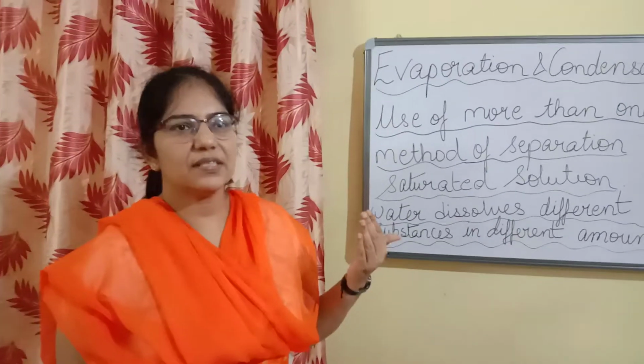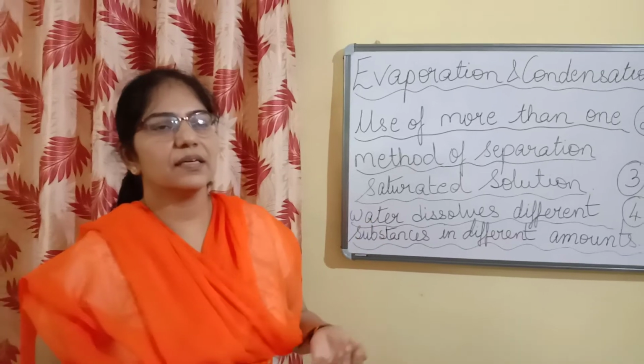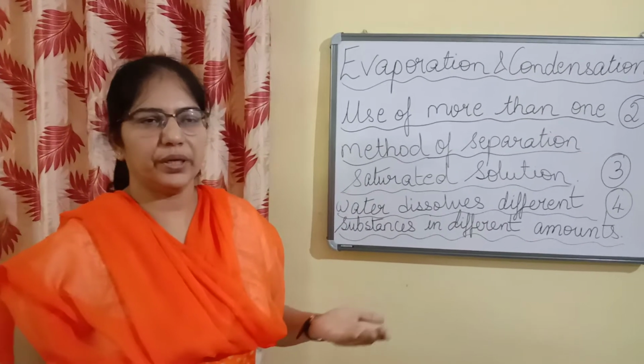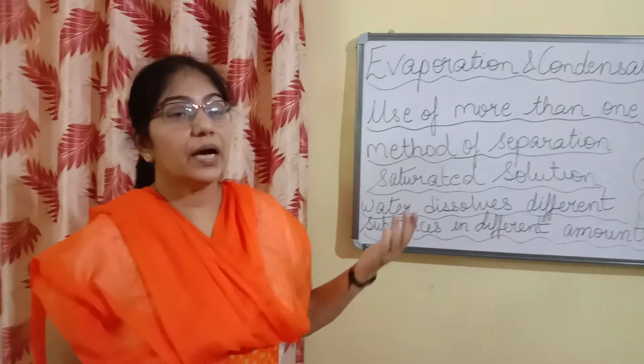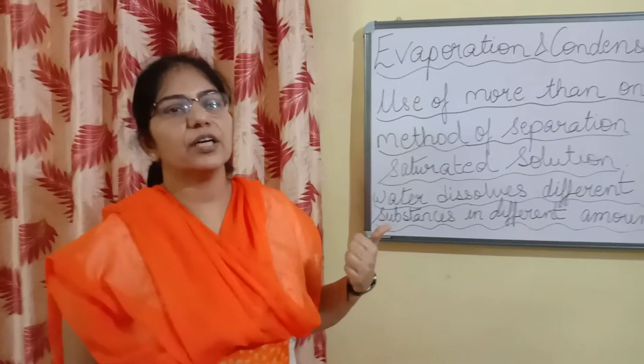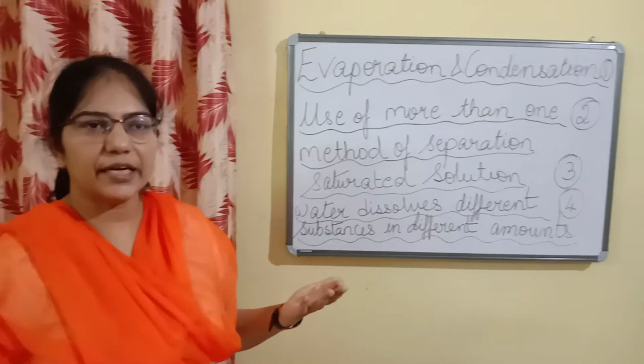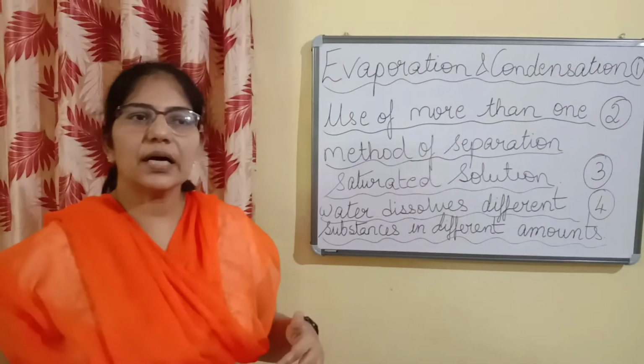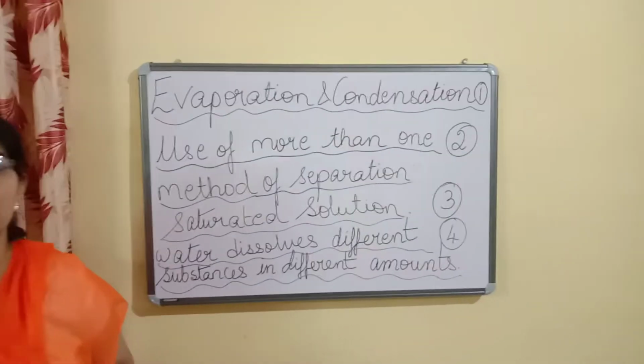In our previous sessions, we had discussed different methods of separation such as hand picking, threshing, winnowing, sieving. In our last session, we discussed the method of sedimentation, decantation and filtration. Children, today we are going to discuss evaporation and condensation.